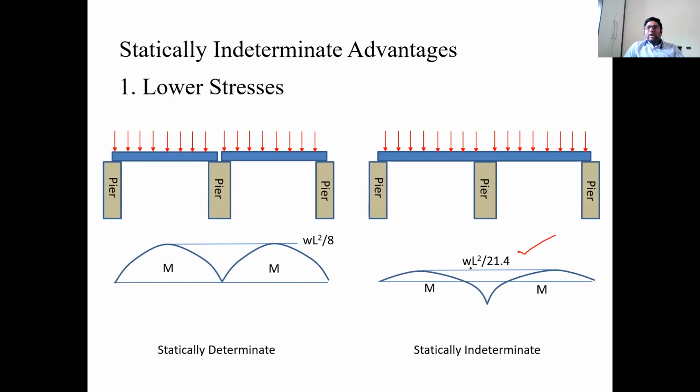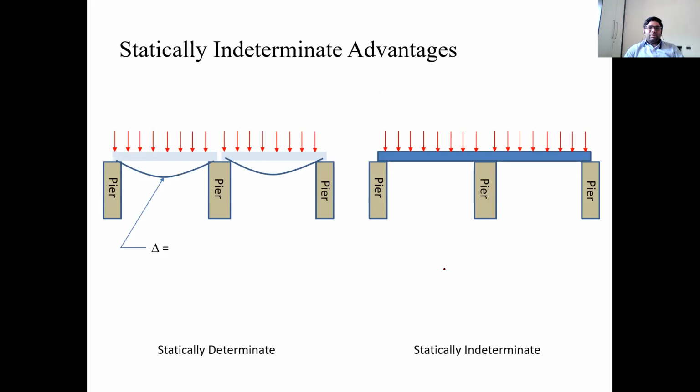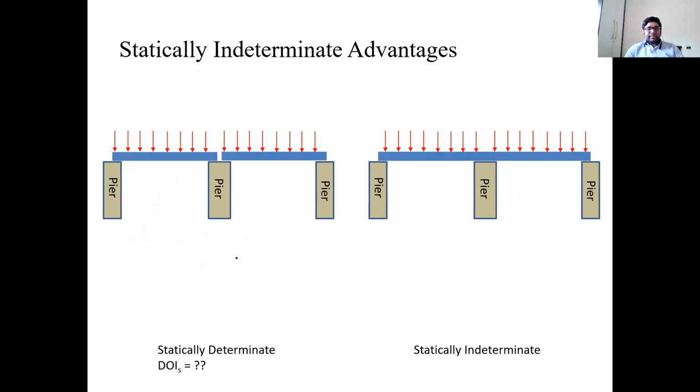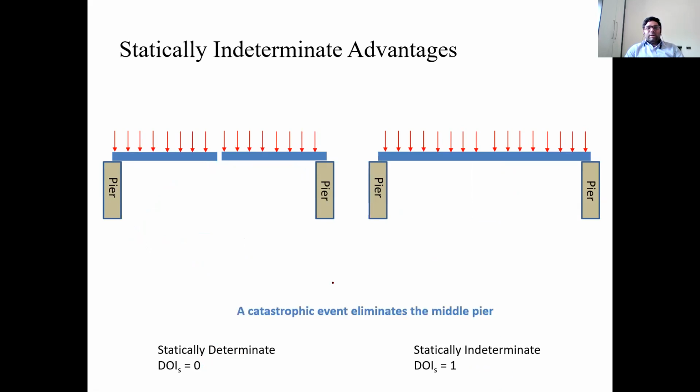So what is happening? The stresses are very small here compared to determinate stresses. And you can see the deflection. The deflection of a simply supported beam is 5WL to the power 4 by 384 EI. And it will have a greater stiffness here. So a statically indeterminate structure will have a greater stiffness compared to determinate. And see what will happen if it is subjected to some load. The degree of static indeterminacy is 0 here and it is 1 here.